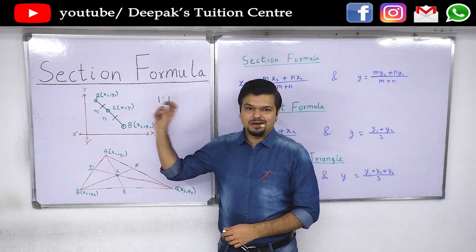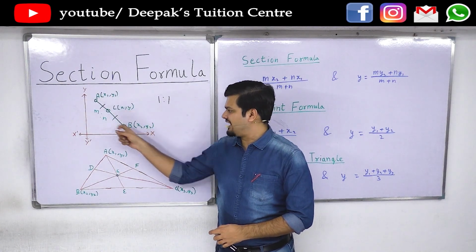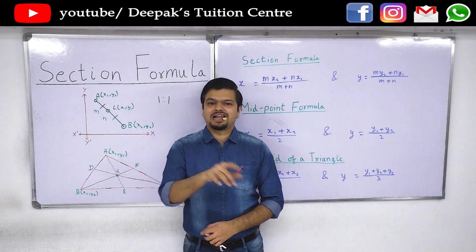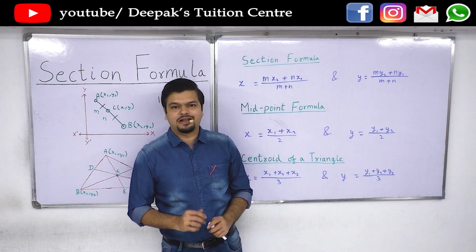So you can calculate the point if you are given 4 pieces of information. If you are given any 3 pieces of information, you can calculate the fourth value by using either the section formula or the midpoint formula.